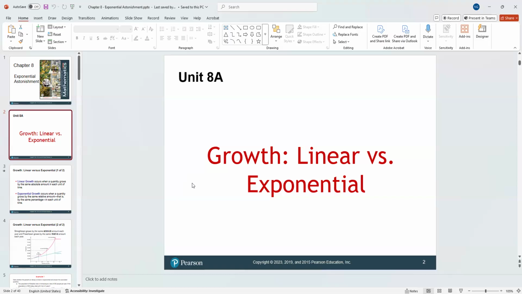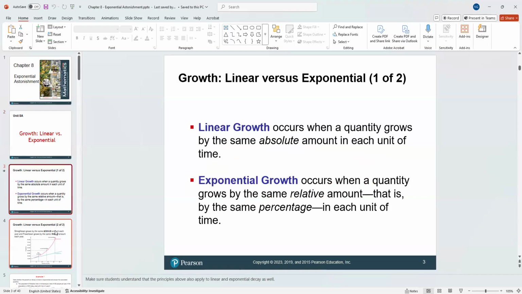In the first section, Unit 8A, we will focus on linear growth and exponential growth. Linear growth occurs when a quantity grows by the same absolute amount each unit of time. But exponential growth occurs when a quantity grows by the same relative amount, that is, by the same percentage in each unit of time. I'm going to use an example to illustrate.